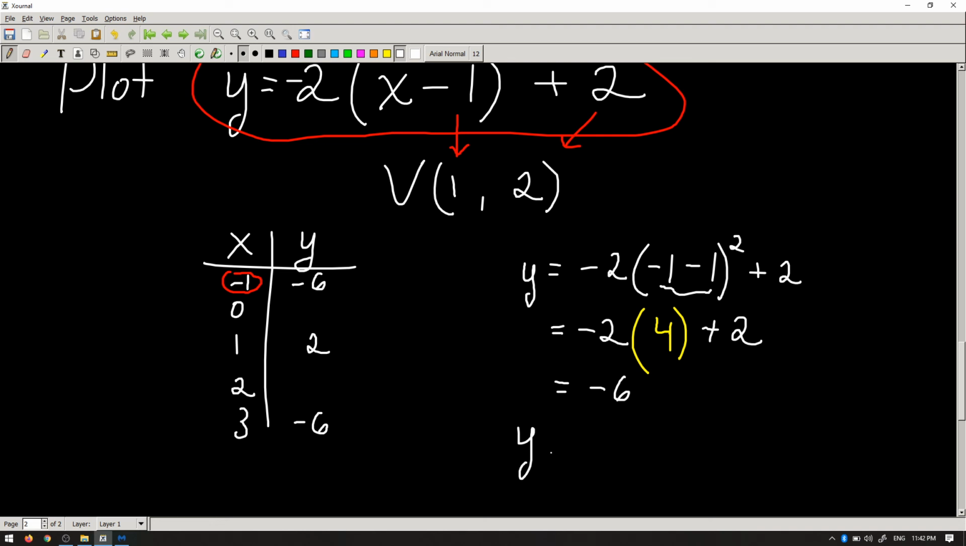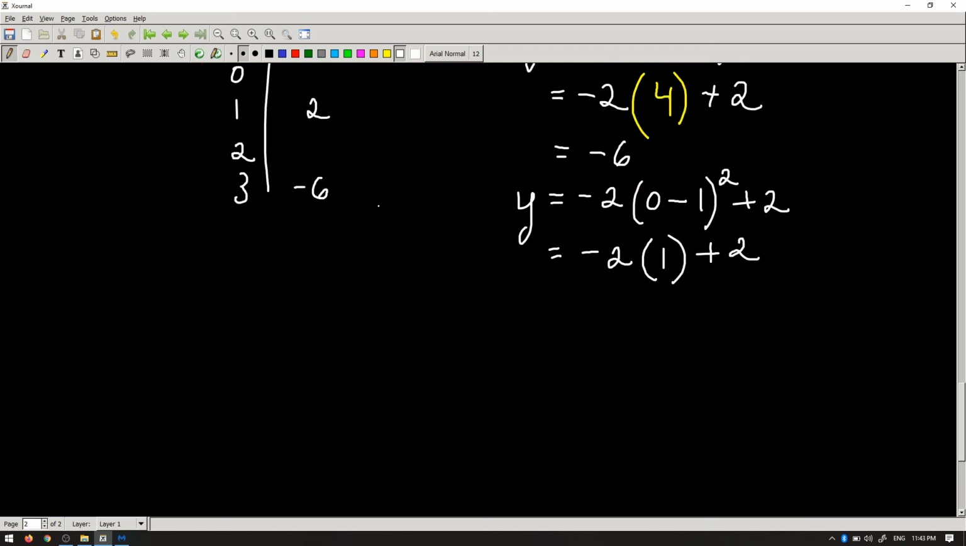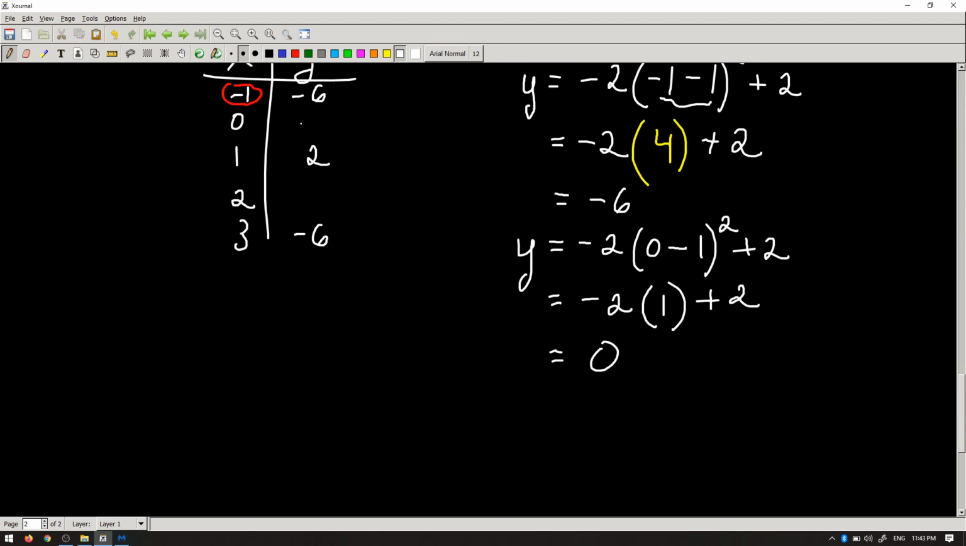Now if I plug in the 0, I basically go back to my equation and replace this x with 0. What do I get? I get negative 2, and then 0 minus 1 squared happens to be 1. Negative 2 times 1 plus 2 is 0, and so my two missing y values are 0. And so I'm able to generate another plot.